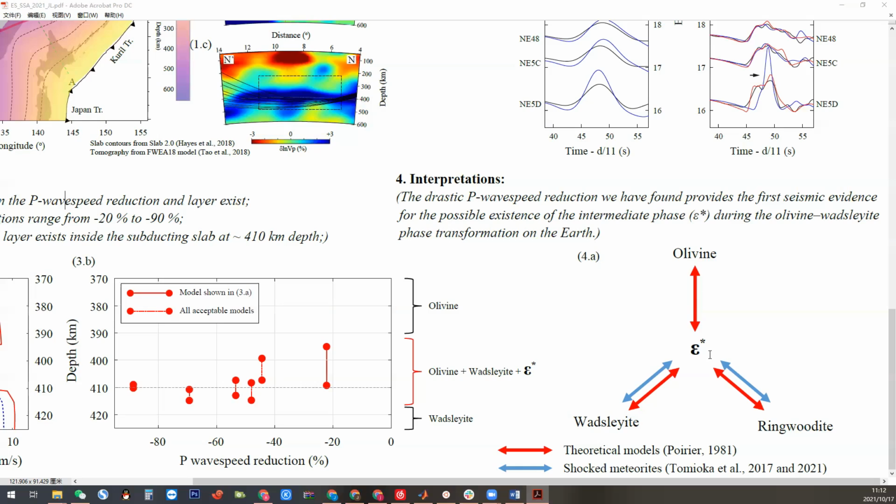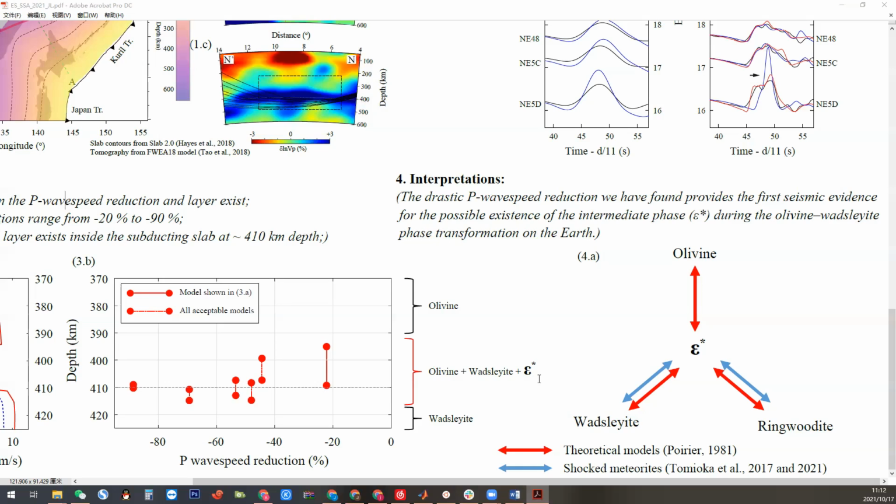Nevertheless, any phase transformation necessarily induces long-lived grain size reduction, which is also known to reduce P-wave speed. Whichever phase transformation, we propose that the extremely low wave speed reduction we have found should correspond to a layer of partially transformed materials, possibly a mixture of Olivine, Wadsleyite and this new epsilon phase.